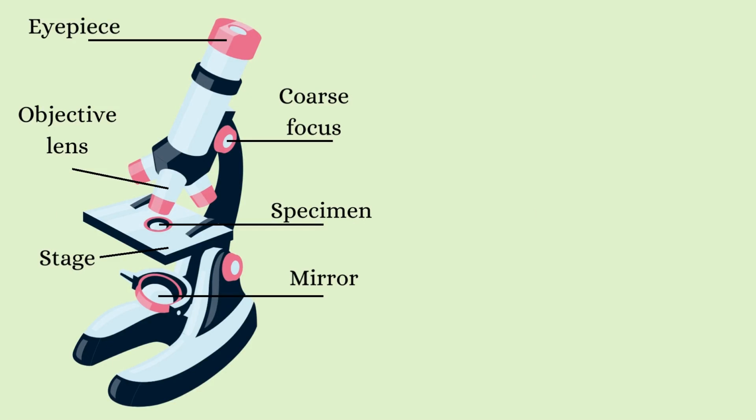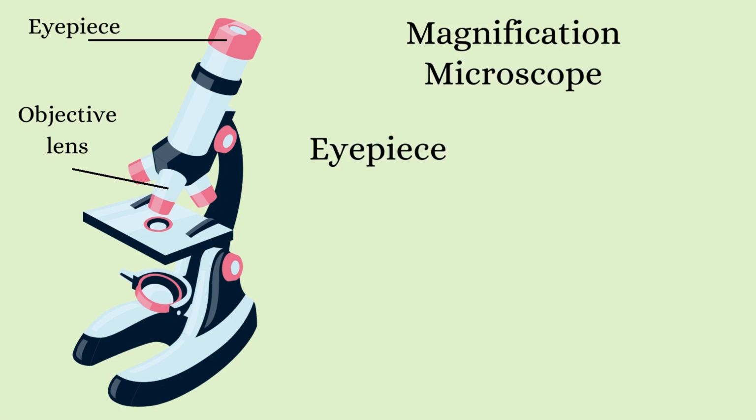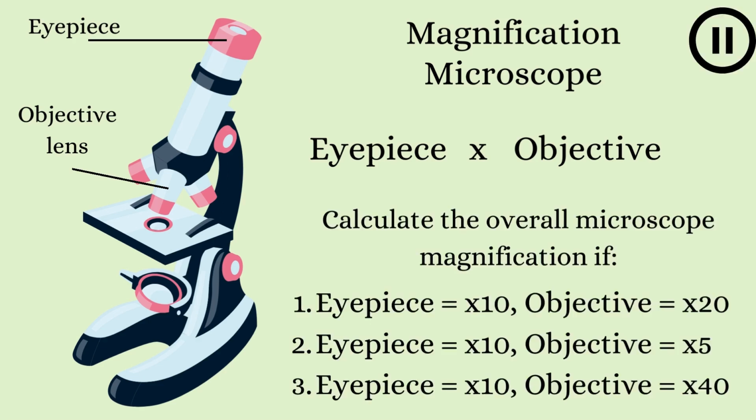Thinking back to part 1 of this microscope series, we came across the key structures of a light microscope. Two of these, the eyepiece and objective lens, make up an important part of determining the overall magnification of the microscope. The eyepiece has a lens and therefore its own magnification. So multiplying this by the objective lens magnification gives us the total magnification of the microscope. Pause the video here for a quick checkpoint to calculate the magnification in the following scenarios.